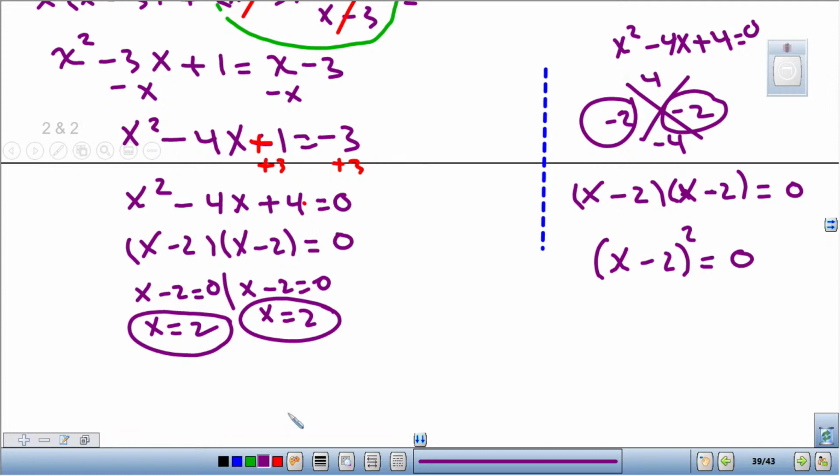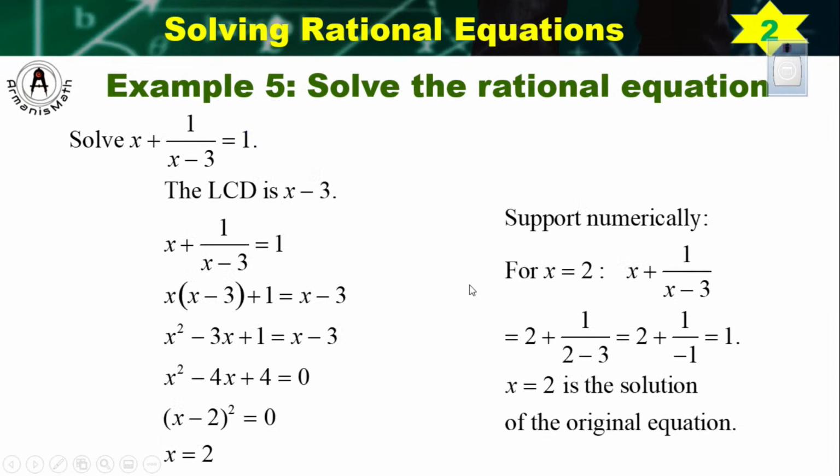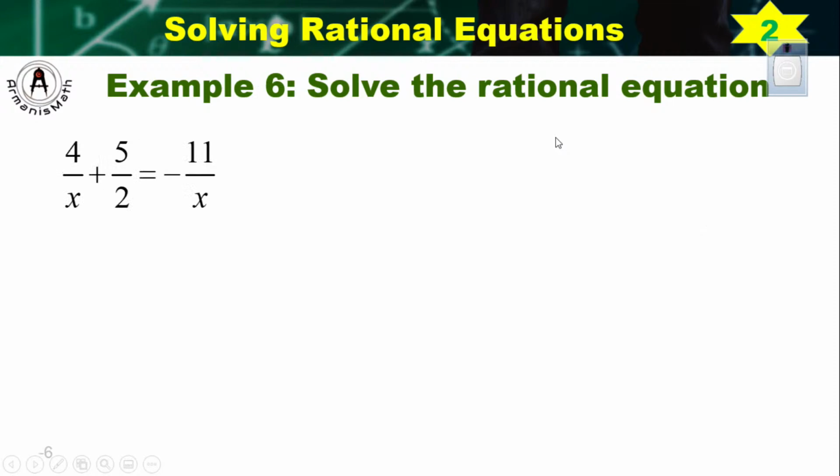We're reviewing for that quiz, by the way. Here we go. Okay. Now, after you do this work, you have to check if it's going to work. So if I put 2 here, 2 minus 3, that's fine. I could have that. There's no restrictions on that. How about this one here? Well, again, you have to do something about the denominators. So what do you think?